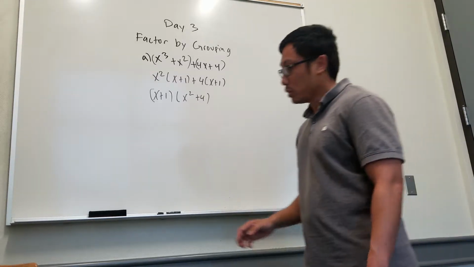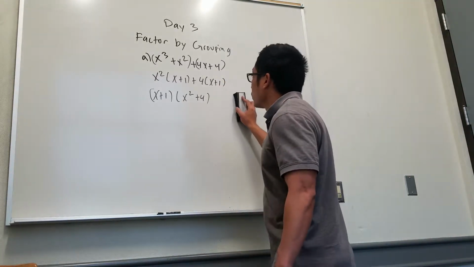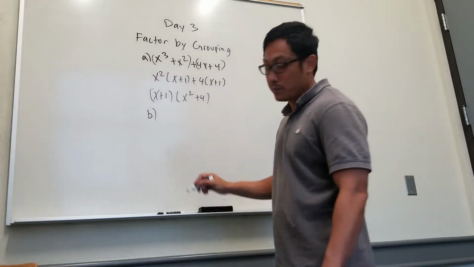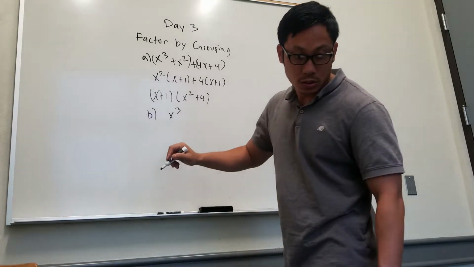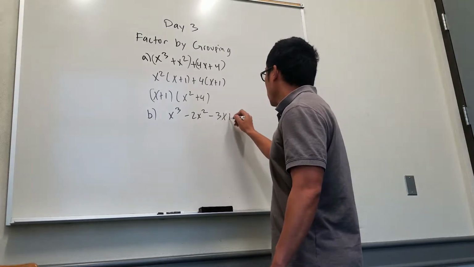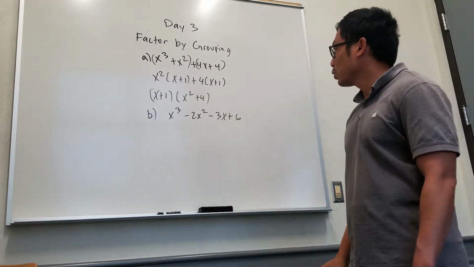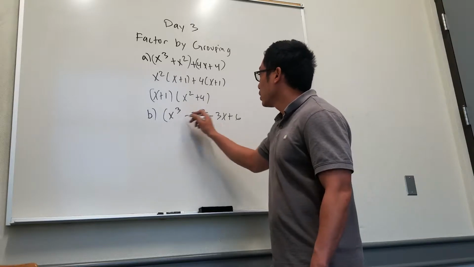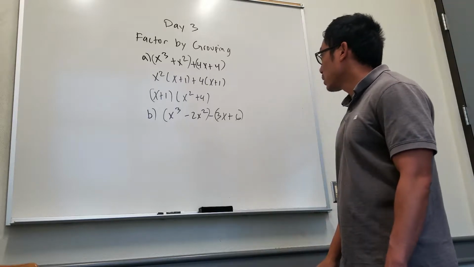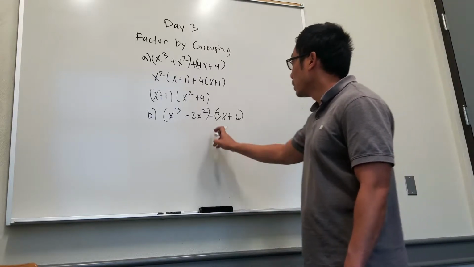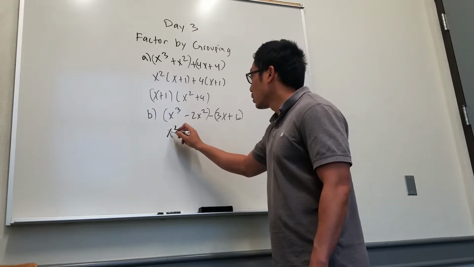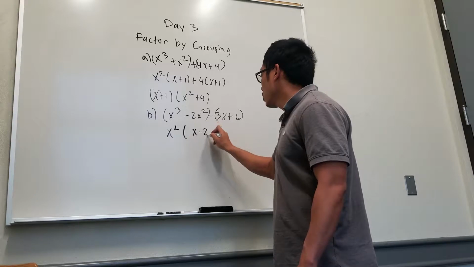Okay, let's do another example. Hopefully that makes sense. Let's do B. x cubed minus 2x squared minus 3x plus 6. So how do I factor this by grouping? I do the parentheses thing, here and here. In this case, we want to put the parenthesis where the negative is. You don't have to, but usually when you factor by grouping, you want to have a negative outside. So let's factor out an x squared here, then this is going to be x minus 2.